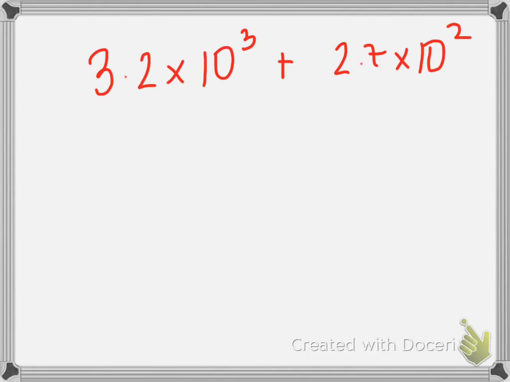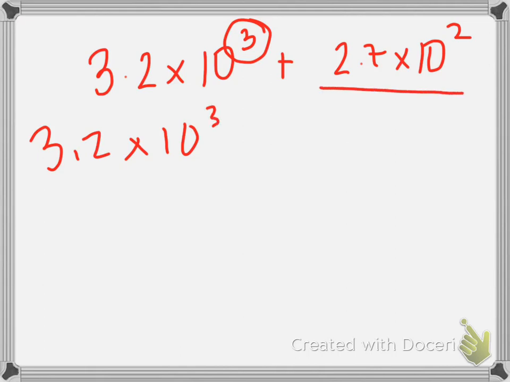That means we're going to have to move these around, and for a minute they're not going to be in proper scientific notation. So I'm going to go with the larger of the two exponents, the greater magnitude. So I'm going to keep 3.2 times 10 to the third as it is. And this one I'm going to get into 10 to the third notation.